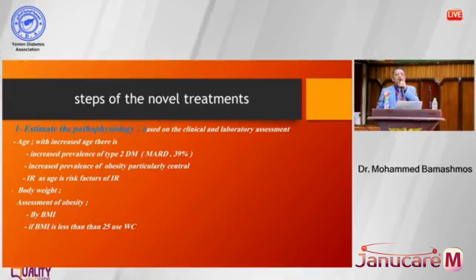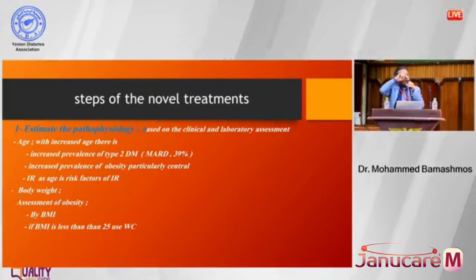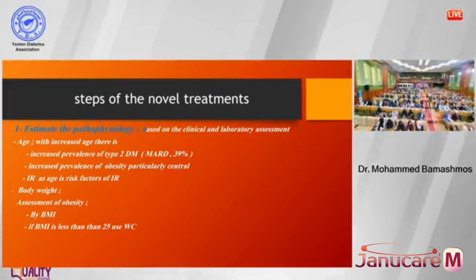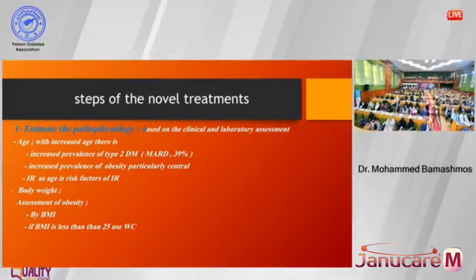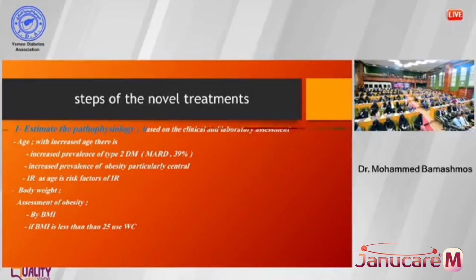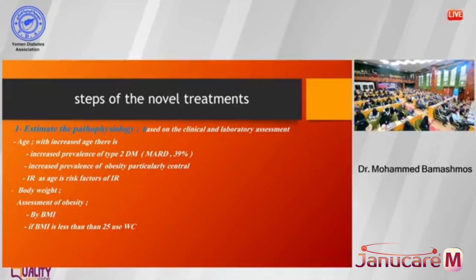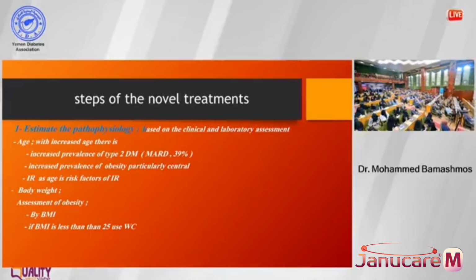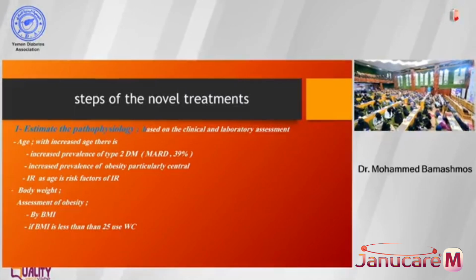Because an old age patient has some mild to moderate insulin resistance, because one of the causes of insulin resistance is age. The third is the increasing prevalence of obesity with age, particularly what's called central obesity.